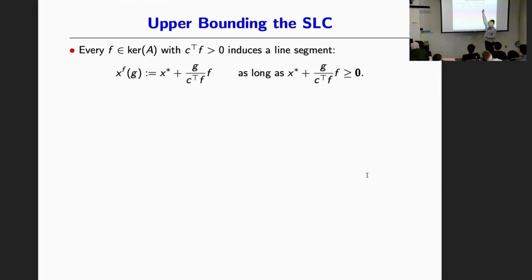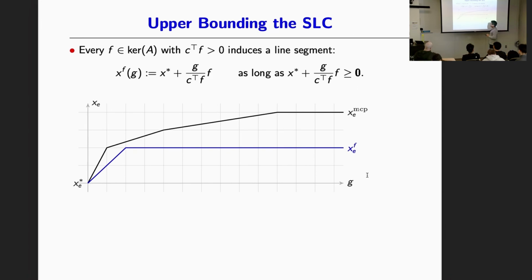You go as far as you can until some coordinate hits 0. So this is the line segment that I'm talking about. Every kernel vector induces this line segment once you fix an optimal solution to travel from. And I'm going to parameterize this line segment by g, which is the optimality gap. It just tells me how far I can go along this direction without violating my cost bound. So if I have a cost budget of g, the maximum number of units that I can take f is g divided by the cost of f. So this is a line segment. Let's just focus on a single coordinate and see how it looks.